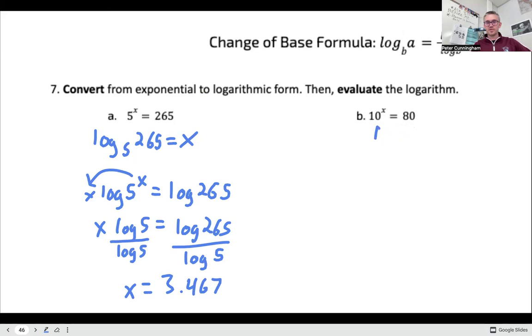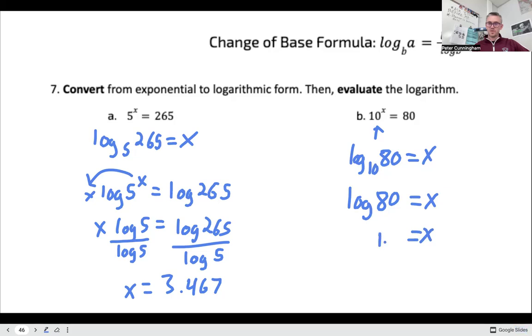Okay, base 10. These ones are nice because the buttons on our calculator are actually already set to base 10. So we actually don't need to do this rearranging of both sides. If I do log base 10 of 80 equals X, I just hit the log button on my calculator, and the calculator assumes a base of 10. So log 80 is going to give me X. And log 80 is 1.9. Let me see what it is exactly. It's a little more than that, right?